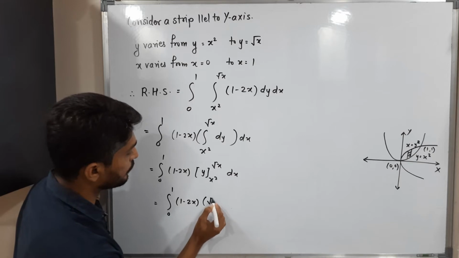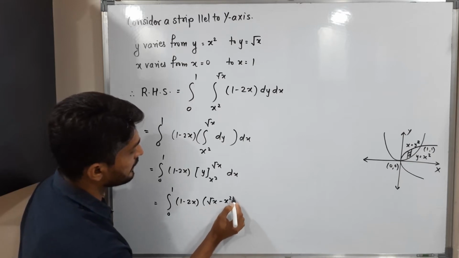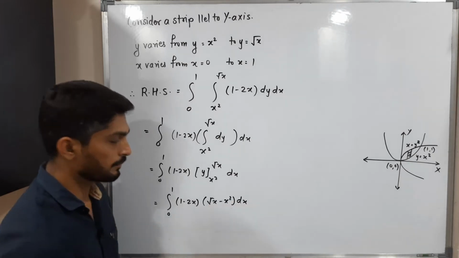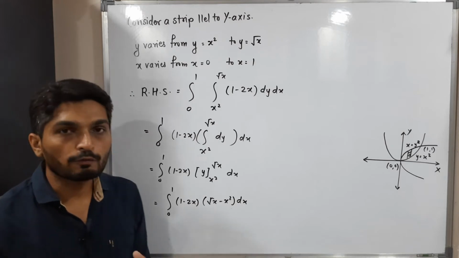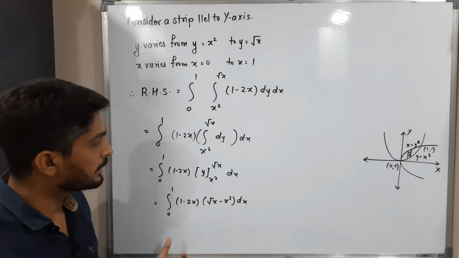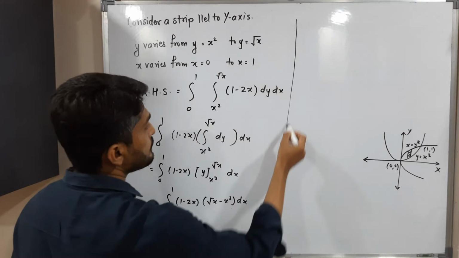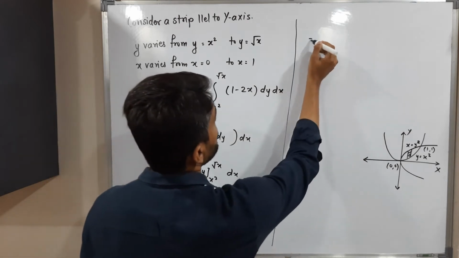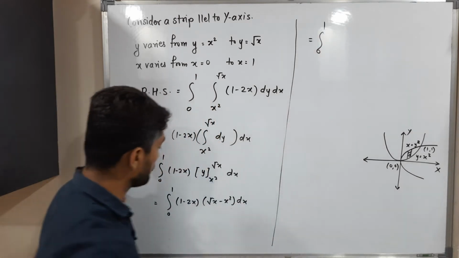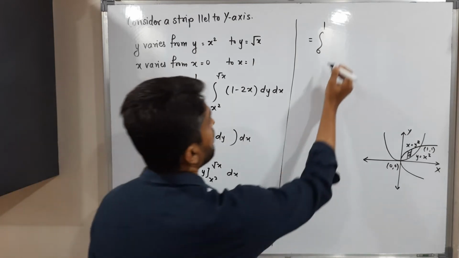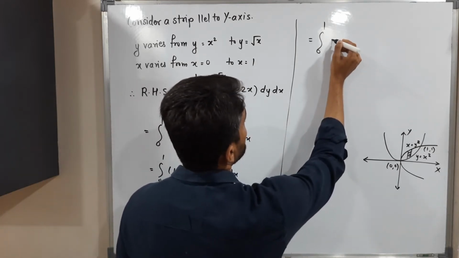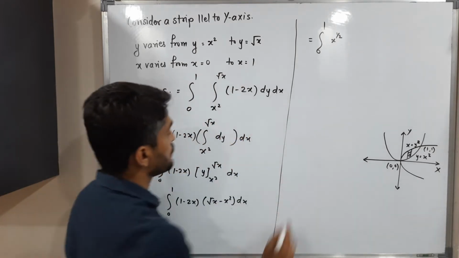Putting upper limit, integral of root x minus x square dx. Now we have got a product of two brackets, so we should multiply one by one. So integration 0 to 1, 1 into root x, you will have root x. Root x means x raised to 1 by 2. Let me write in this way.